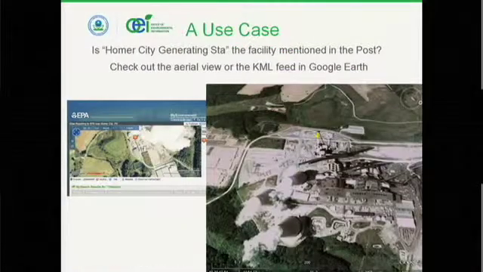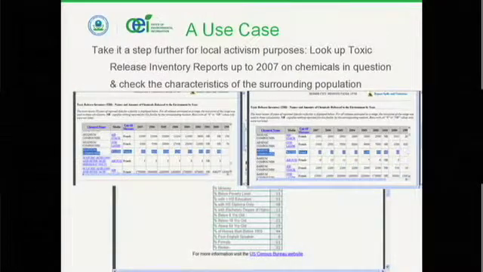Here we see an aerial photograph of the facility. Local activists can check the facility records to confirm how much of each chemical the facility is actually permitted to release. They can also see the demographic characteristics of the population living around the facility.